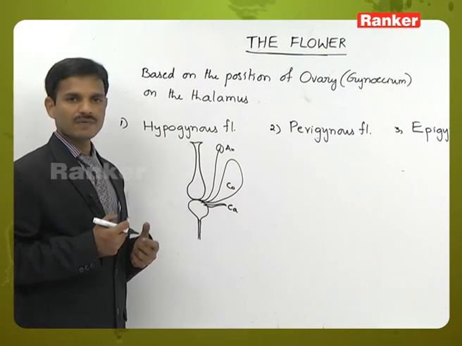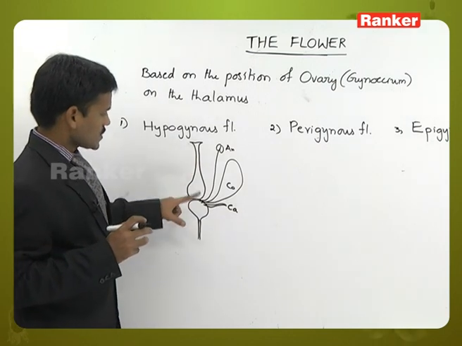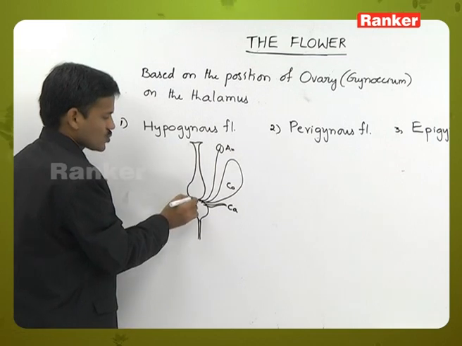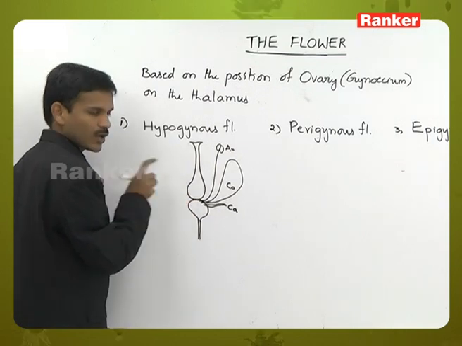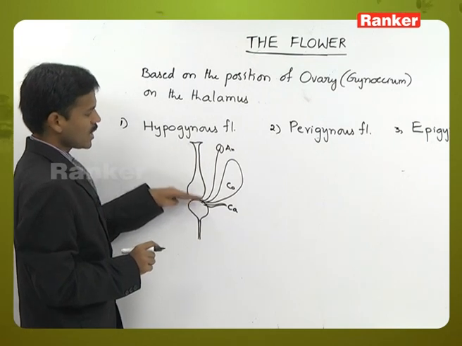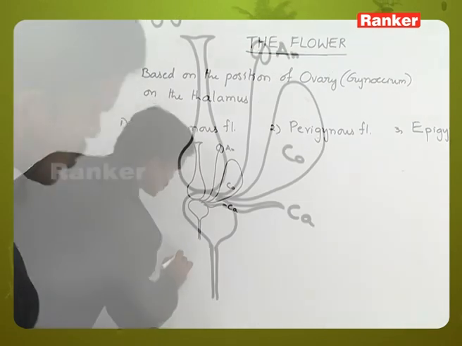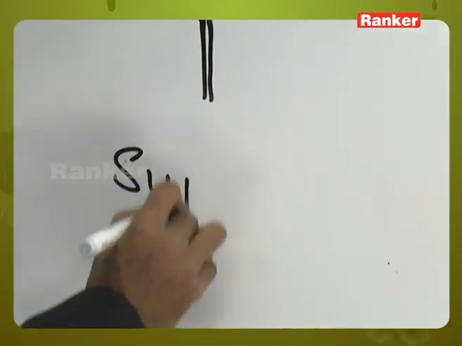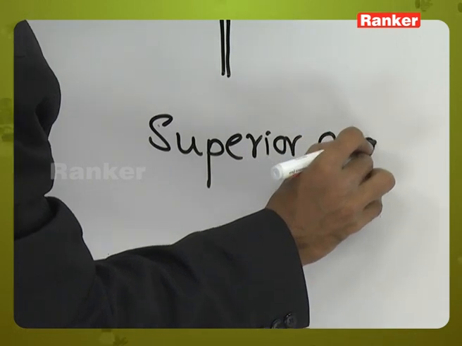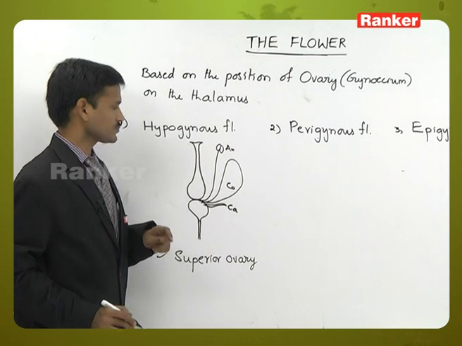In the hypogynous flower, in respect to the floral parts and ovary, the ovary is superior to the other floral parts, superior ovary. So it is present above the remaining floral parts. So it is called a superior ovary. This type of flowers shows a superior ovary.